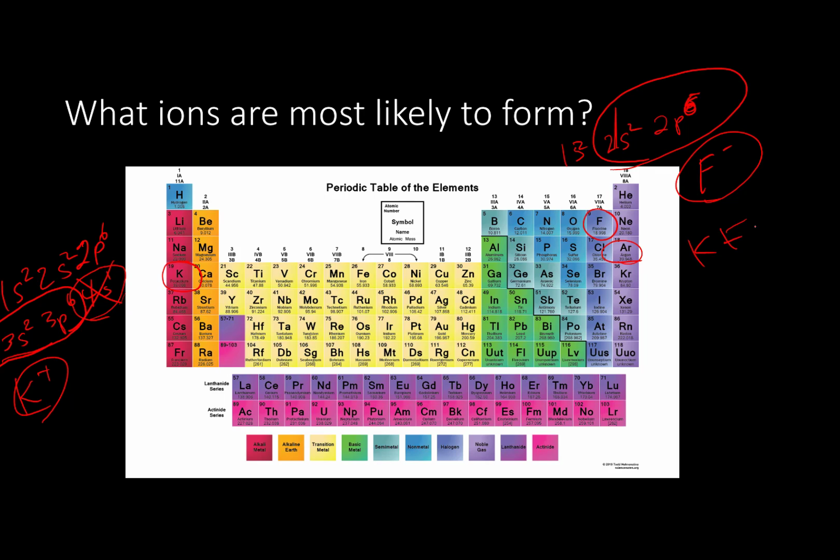Now, you'll be able to go through this periodic table and start predicting what atoms become which ions. And at the moment, I'd like you to predict what oxygen would become as an ion, as well as magnesium.